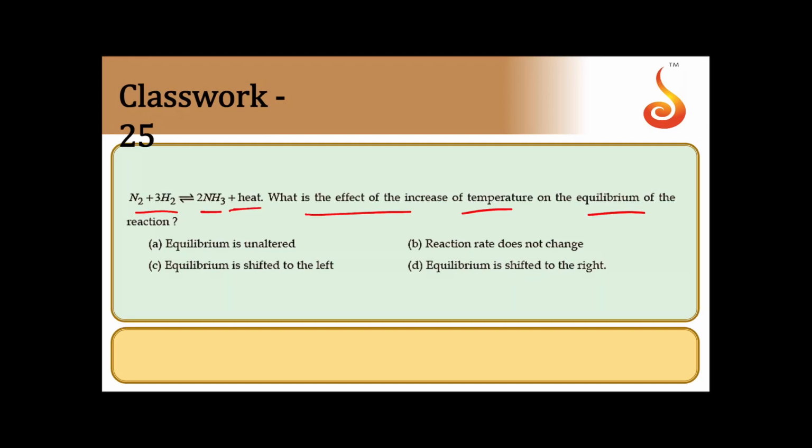In the case of an exothermic reaction, high temperature always moves the reaction in the backward direction. High temperature shifts the reaction in the backward direction. So increasing the temperature here, it has to move towards the backward direction. The backward direction is given as option C, because moving towards the left is the backward direction. So the answer is C.